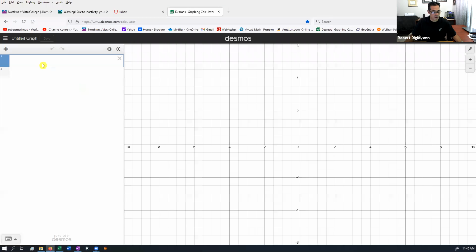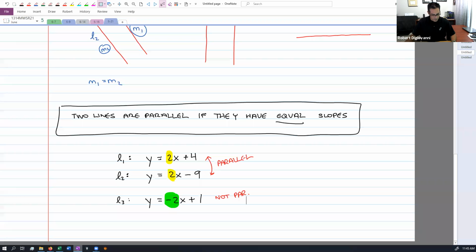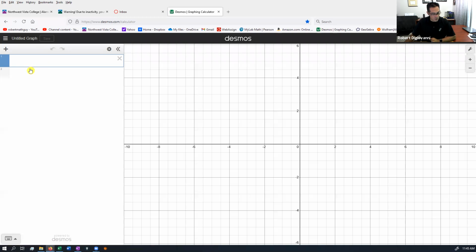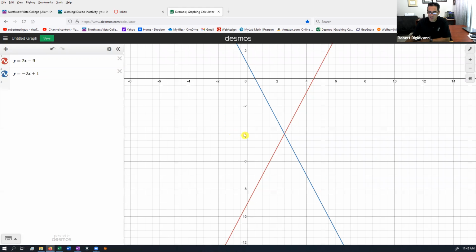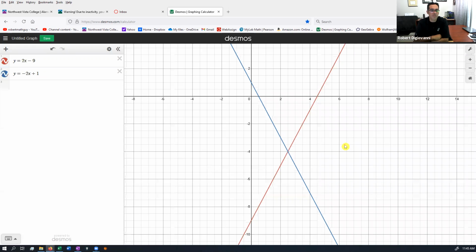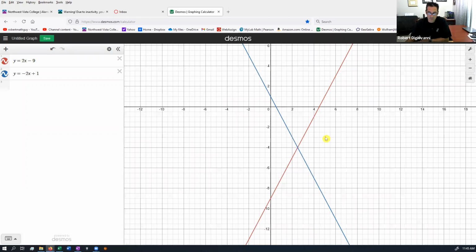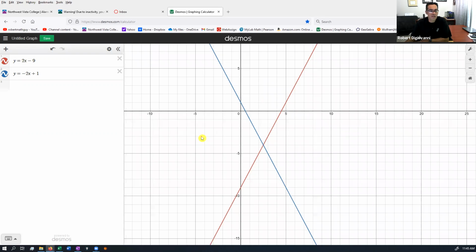I'm going to graph this, okay? So what were they? 2x minus 9 and negative 2x plus 1. Y equals 2x minus 9, okay, that's one. Here's y equals negative 2x plus 1. Okay, there are the two lines. Do those look perpendicular to you? Do they look like they hit at a perfect degree? No, right? Y'all agree? Those don't look like they are perpendicular. So it doesn't look like taking the opposite is what does it.